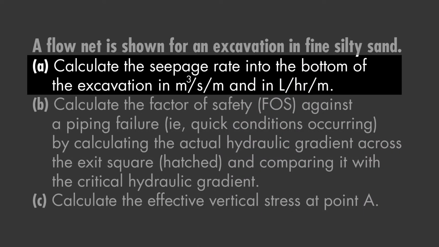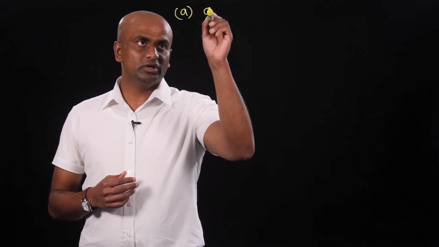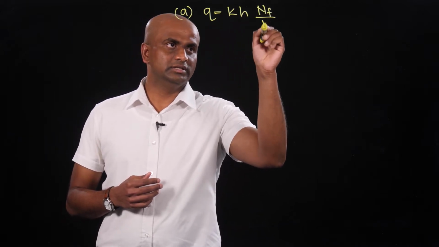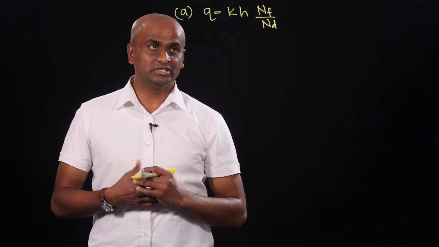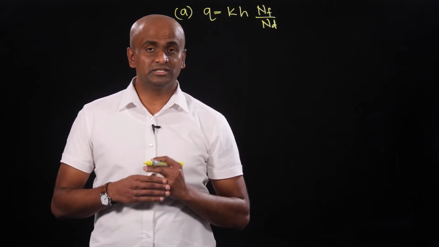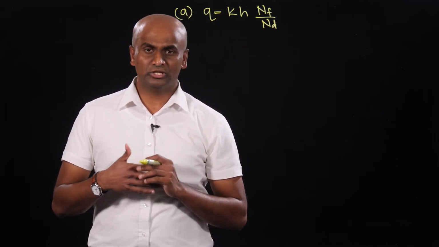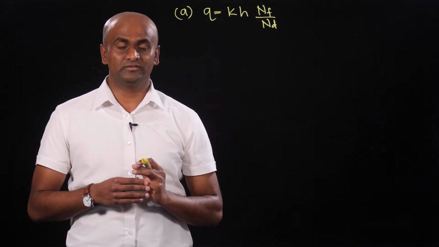Part A of the question asks you to calculate the seepage flow rate under the sheet pile. To calculate the seepage flow rate, we are going to use the equation Q equals K H times NF divided by ND. If you look at the different terms in this equation, Q is the seepage flow rate, and K is the permeability of the soil, which should be a known parameter, and H is the total head difference between the upstream side and the downstream side. NF is the number of flow channels in the flow net diagram, and ND is the number of equipotential head drops in the flow net diagram.